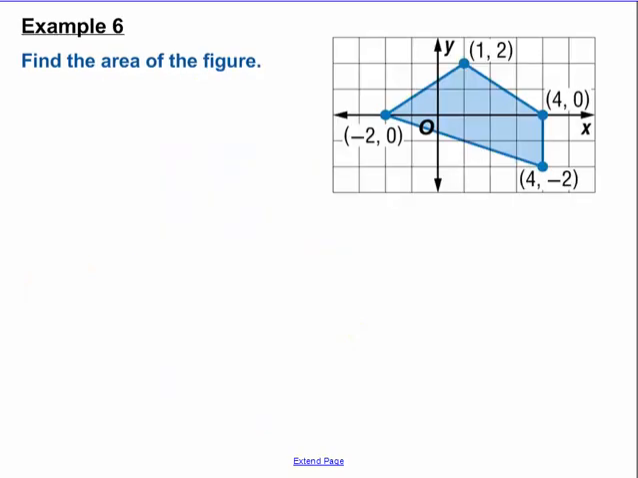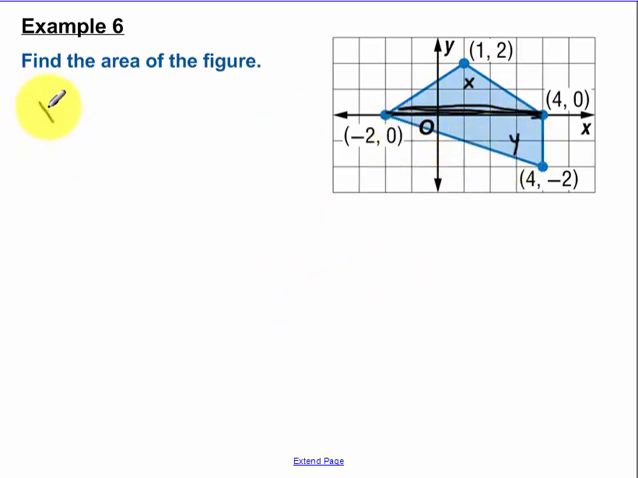Okay, the last one is you have kind of an irregular figure in the plane. Again, try and break this up into areas that you can recognize. Hopefully you see right away, if you draw along the x-axis here, you have a triangle up here and a triangle down there. I'm going to call them x and y.